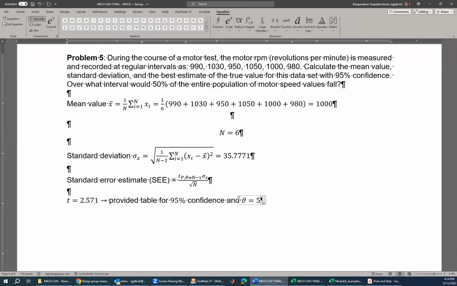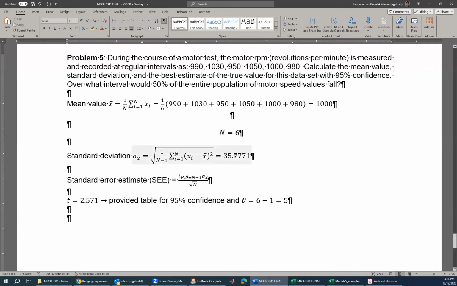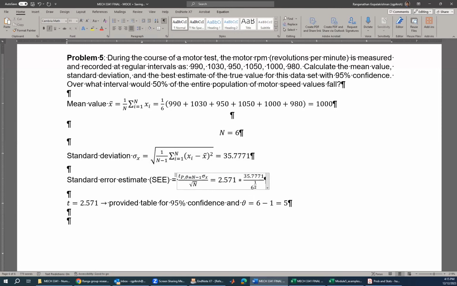So the t value is 2.571 from the provided table for 95% confidence and nu equal to 5, which is 6 minus 1 equal to 5. And then sigma x is known, the square root of 6 is known. So you just need to plug in these numbers: 2.571 times 35.7771 divided by 6 power half, that is square root of 6.